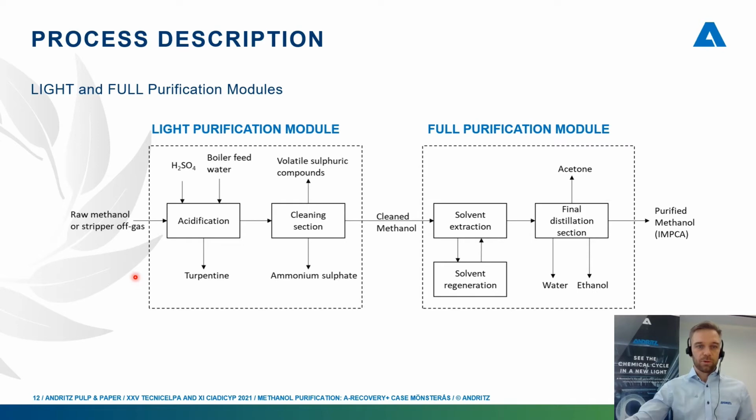In the light module, we first feed raw methanol or alternatively stripper off gas to the process. We treat it with sulfuric acid in acidification in order to get ammonia and nitrogen into ammonium sulfate, which can be separated by distillation. We also remove turpentine by decanting and distill away easily boiling sulfuric compounds.